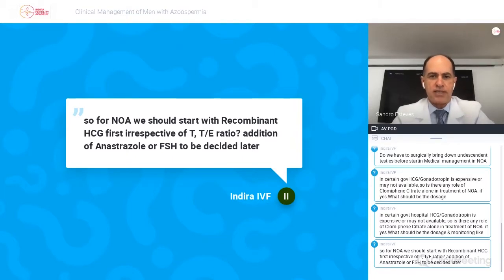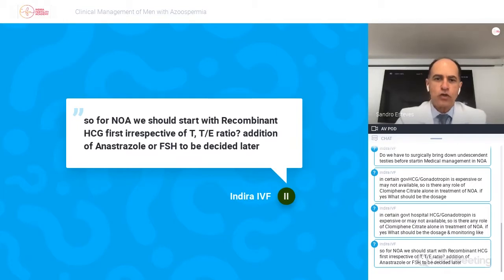As I said, my experience is towards recombinant HCG, but it's more expensive, I agree. But also, we can titrate the dose much better. So in this condition, start with low dosages. You don't need to add much. Start with 1,000 units twice a week, and then 1 month later, 3 weeks later, you do the monitoring. And then if the testosterone levels go up, you need also to check estradiol levels concomitantly.